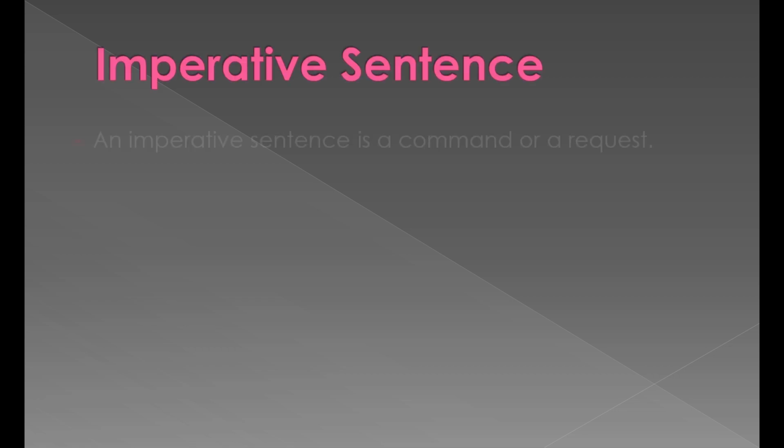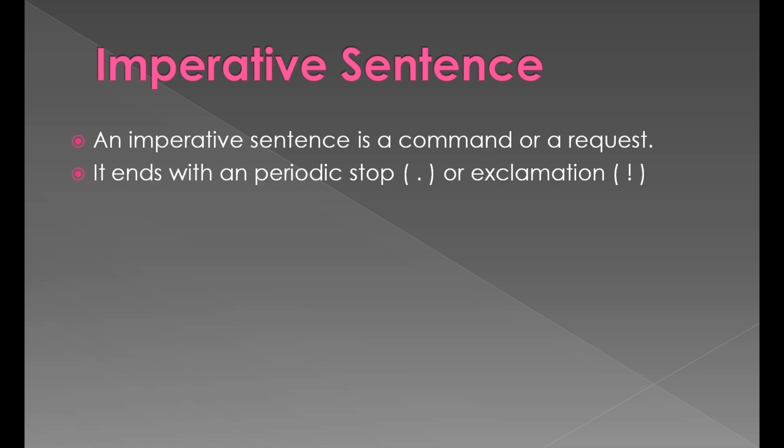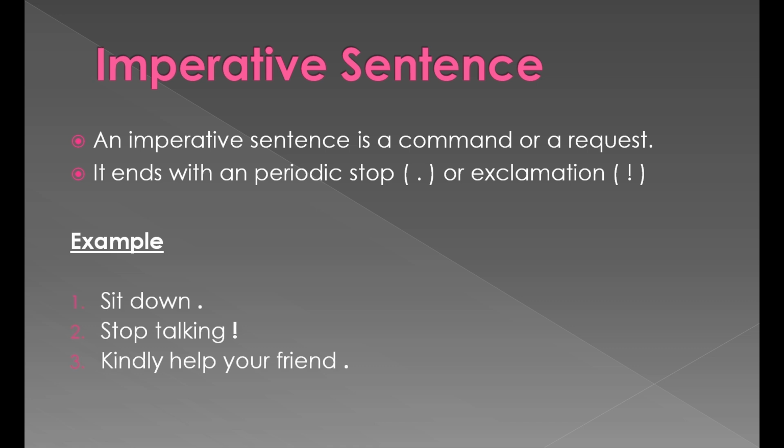Now we will see what is imperative sentence. An imperative sentence is a command or a request and it always ends with a full stop or exclamation. This punctuation mark depends on the scenario. So there are two types of punctuation mark. One is full stop and another is exclamation. Now we will see some examples.